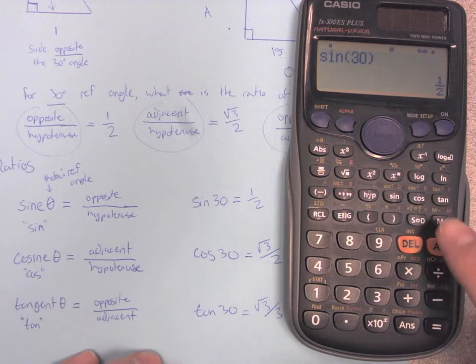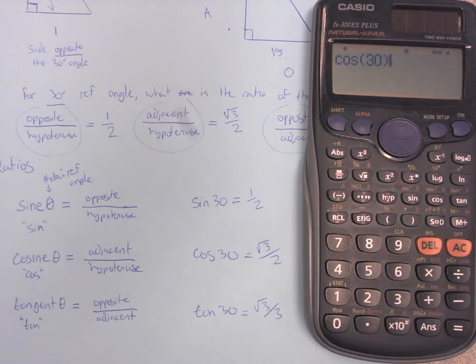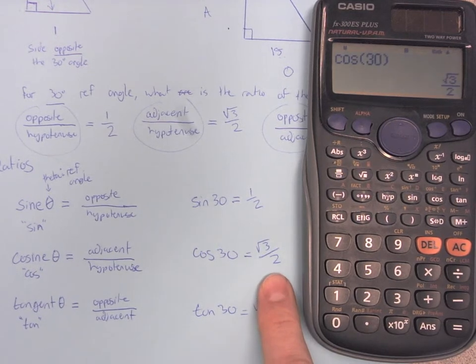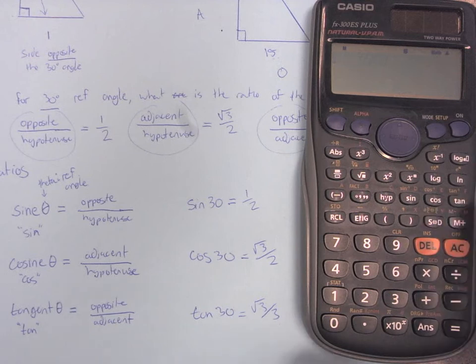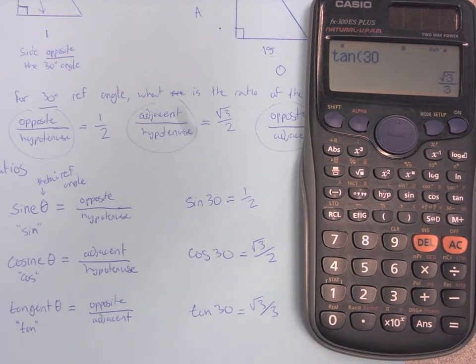Okay. What if we did cos? Cosine of 30. What is the ratio of the adjacent side to the hypotenuse for a 30-degree angle? Root 3 over 2. Cha-ching, cool. All right, what about tan? Tan of 30. Better be root 3 over 3. Boom. So your calculator has these stored.